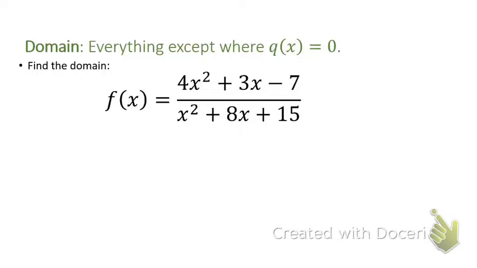Okay, let's go ahead and talk about the domain. Remember, your domain is everything except where q of x equals 0. And because you cannot divide by 0, maybe instead of saying everything except where q of x equals 0, it's everything except where the denominator is equal to 0. So to find your domain, we're going to solve your denominator. Go ahead and factor and solve your denominator.